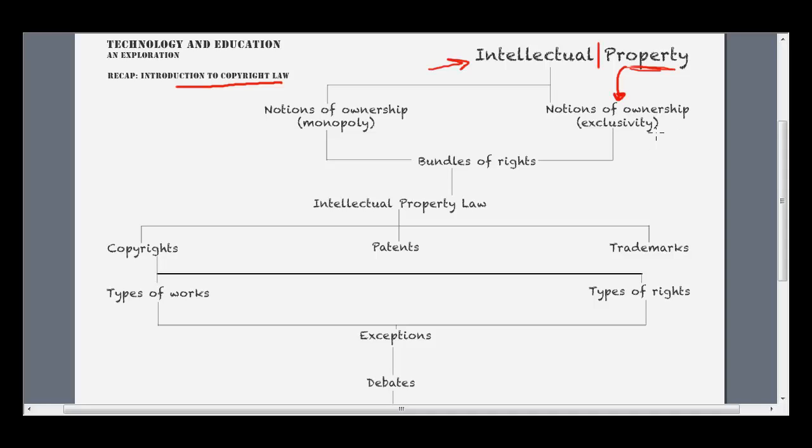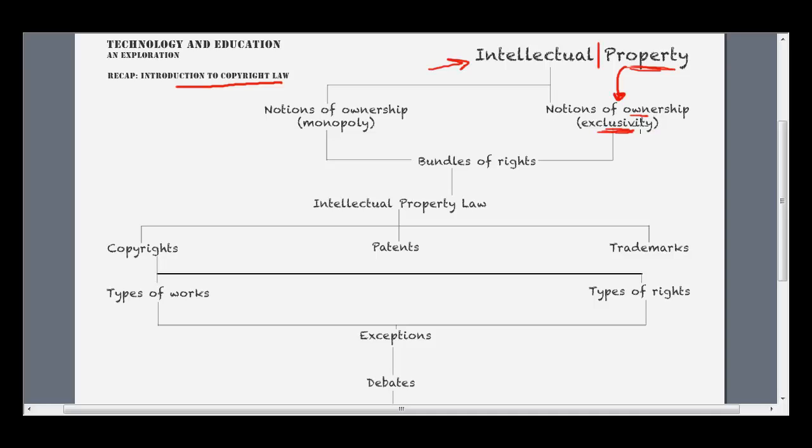Well, very simply put, when it comes to tangible, immovable property, such as land or a building, for example, when the law says that you own something, basically it means that you have exclusivity over that property and over the use of that property. So in the case of a house, what might that mean?